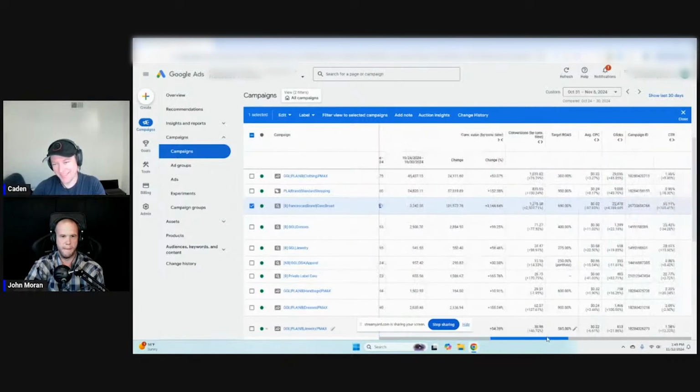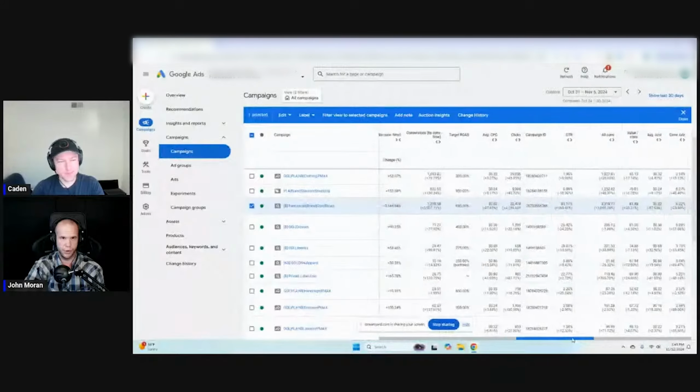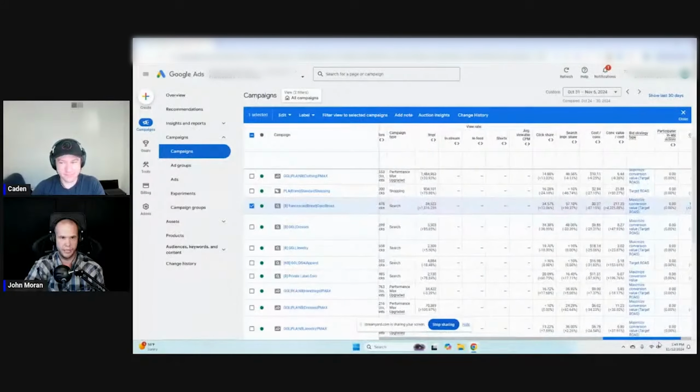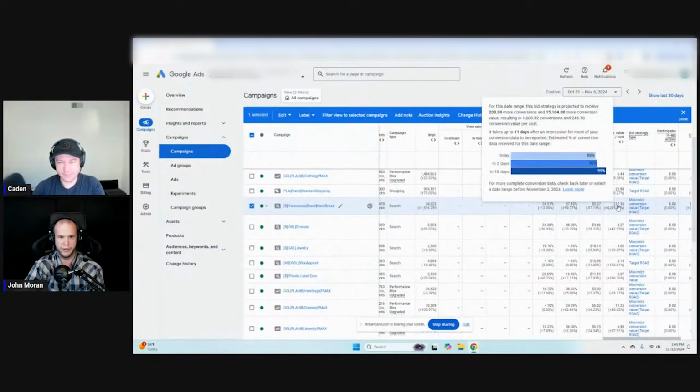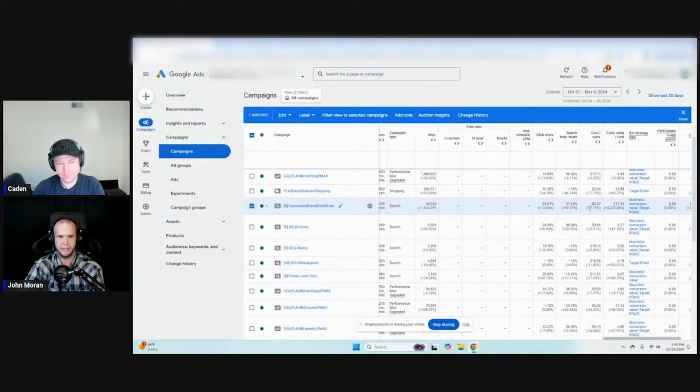So this thing just massively scaled up and gave us an in-app ROAS of 21,735 with 37-cent CPAs, down 97%. And we didn't do anything. We basically just paused the exact match.